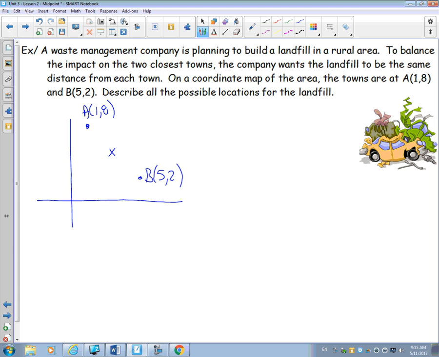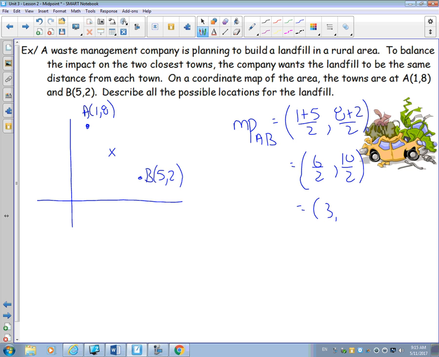The middle, the midpoint of AB, is (1 plus 5) over 2 and (8 plus 2) over 2. So we get 6 over 2 and 10 over 2, which is (3, 5). That would make total sense. Yeah, put it right there. But the question said, describe all the possible locations. So we have to stop and think here for a second. Is that the only place I can put that landfill?